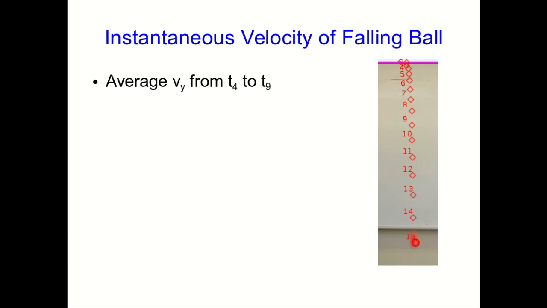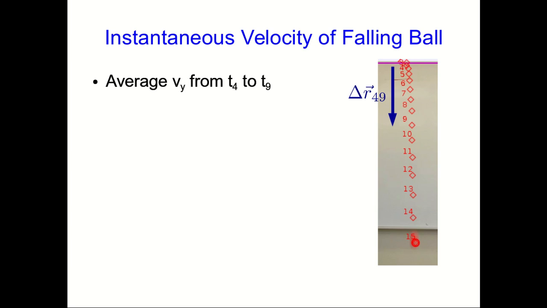Now that we've seen this falling ball, let's think about how to answer the same sorts of questions about it as I was asking about the circular motion right at the beginning of the lecture. So let's think about the average y component of velocity from time 4 to time 9. The motion is nearly straight down. Let's ignore the horizontal motion and focus on the vertical. Well, we know how to do this. We would measure the displacement from time 4 to time 9.